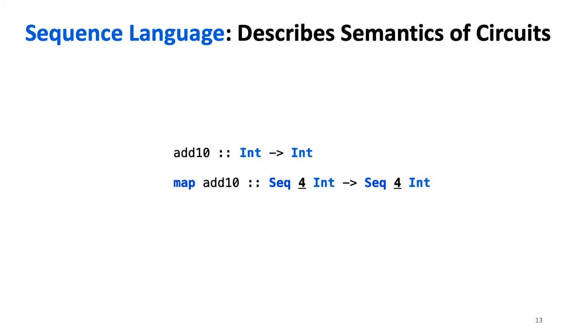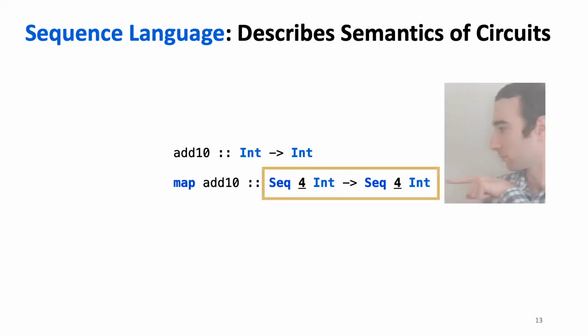As an example, imagine that I've defined a function that adds 10 to an integer. I can map it to apply the function to a sequence of elements. The type signature of the map is a function on a sequence of ints. This signature encodes that the length of the sequence is 4.